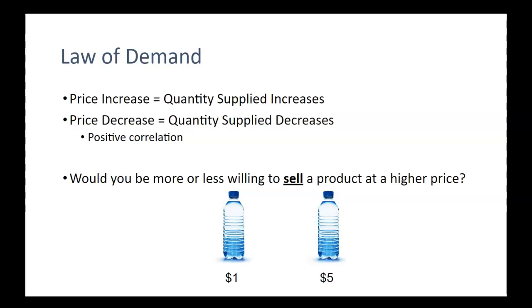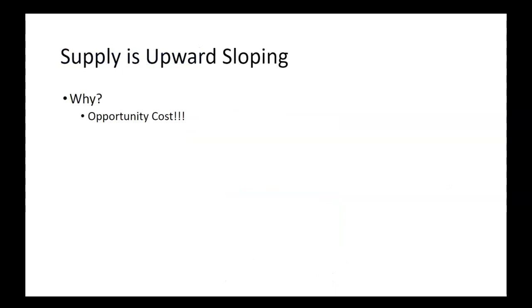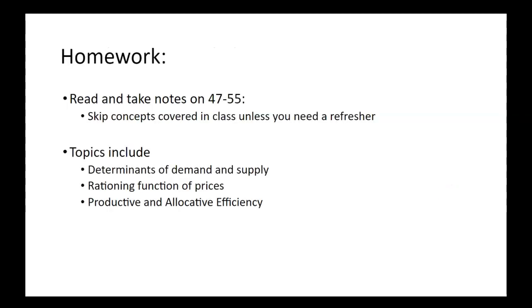Why? It's more worth their while. They overcome more opportunity costs. They make more money. That's it. So again, it's upward sloping because of opportunity cost. Did you overcome the cost to produce the goods, plus all the opportunity costs, all the stuff that got given up in order to make me want to produce it? So if you want me to produce more, you have to overcome more of these costs.